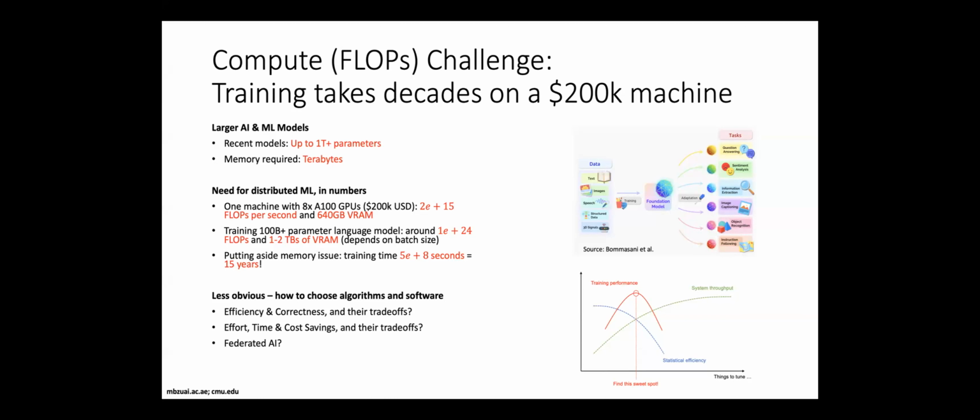But what's less obvious other than the raw compute challenge is that how do we make sure that we choose the algorithms and software to do this training in an efficient and correct manner? And sometimes there are trade-offs that may not be obvious if you're new to the practice of this. We also need to think about the user effort issue. Is it worth investing all of that effort into making, for example, a really specialized or customized parallel strategy? And what's the trade-off with time and cost savings?